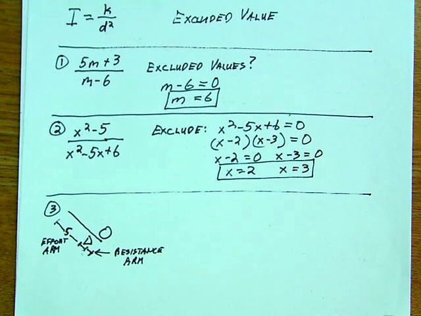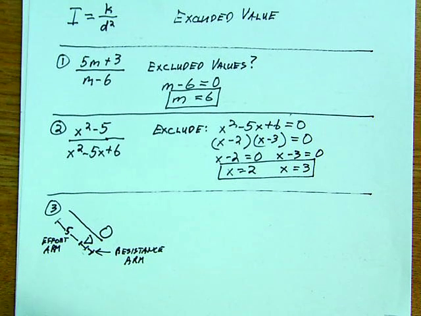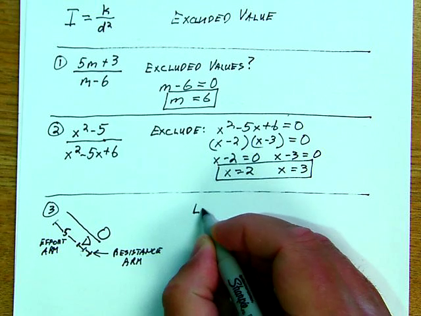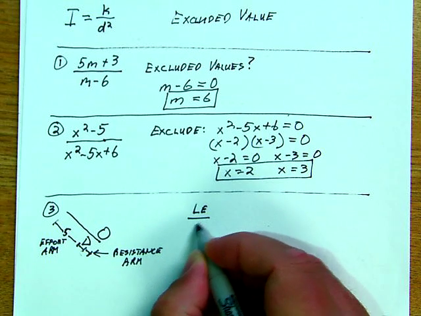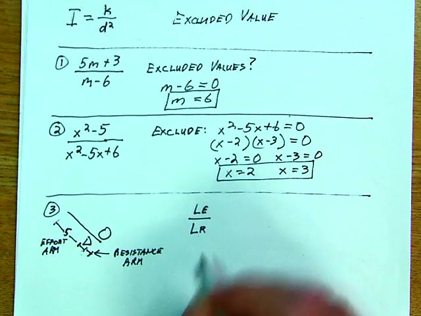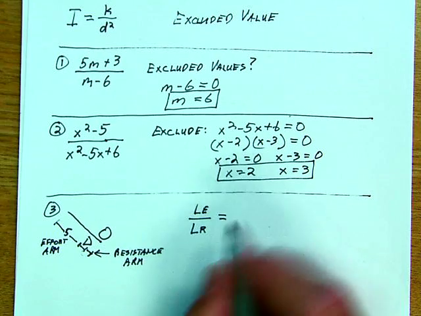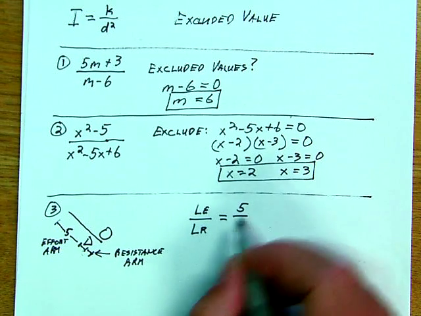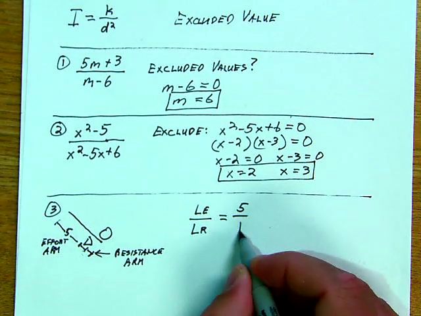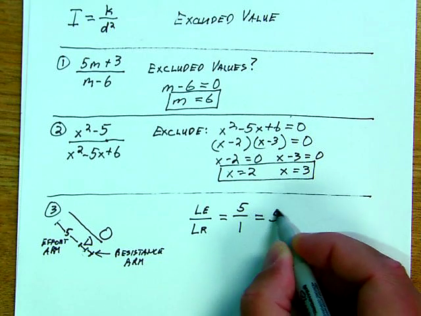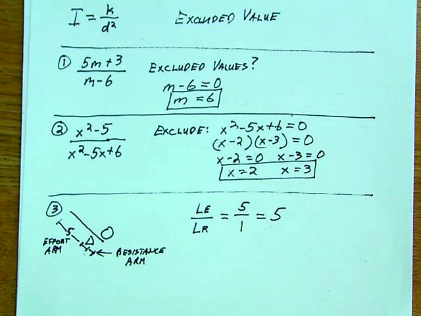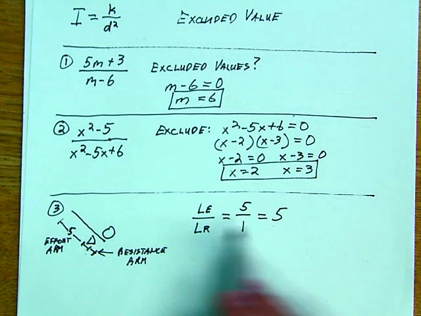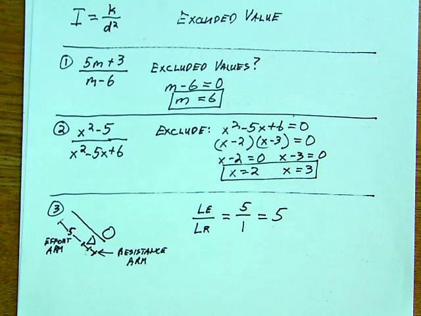So the mechanical advantage formula for that is the length of your effort arm divided by the length of your resistance arm. The length of our effort arm is 5, and our resistance arm is 1. So we have a mechanical advantage of 5. In other words, when we use this lever, we get 5 times the power.